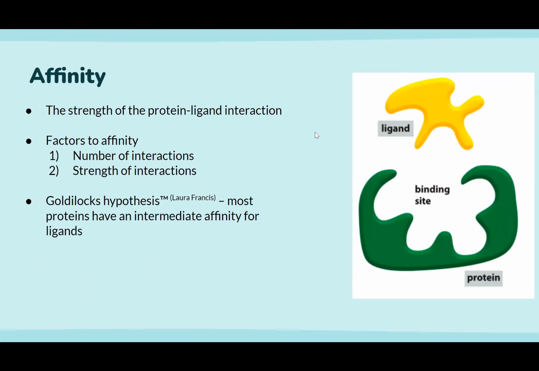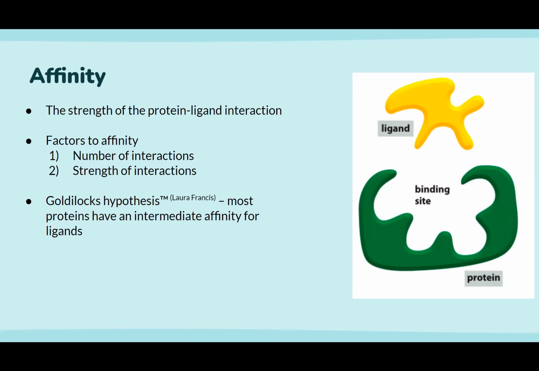So the next key term we'll talk about is affinity. Affinity is just the strength of the protein ligand interaction. And there are essentially two factors to this. It's the number of interactions between the ligand and the protein, and also the strength of the interactions. I think we talked about this again in class. Most protein ligand interactions are non-covalent interactions. So they're not the strongest interactions, but cumulatively, with all of the interactions combined, it can create a strong enough interaction that they will bind together.